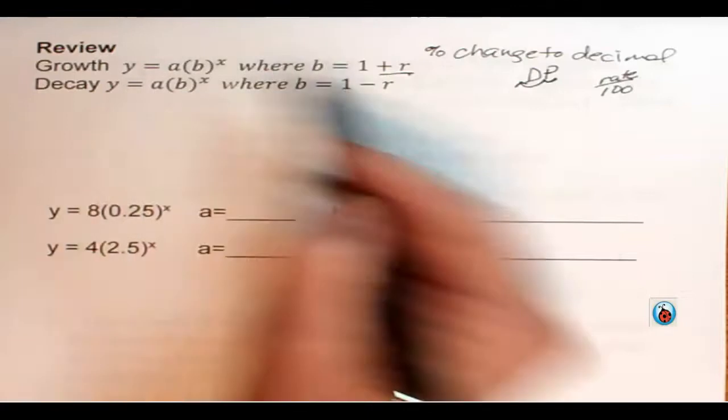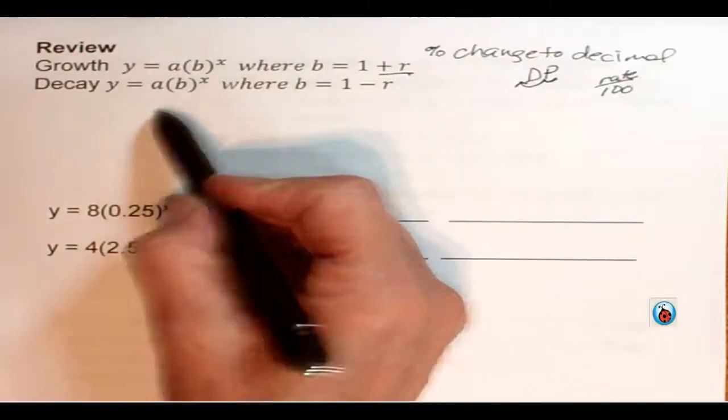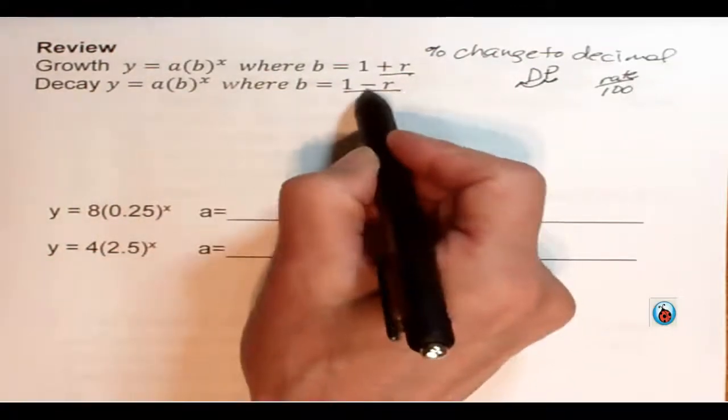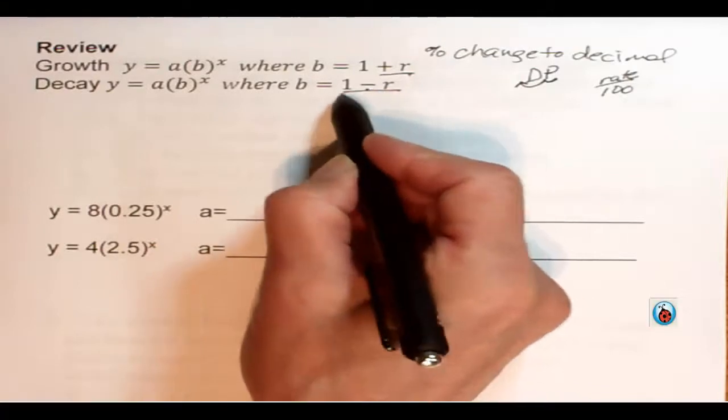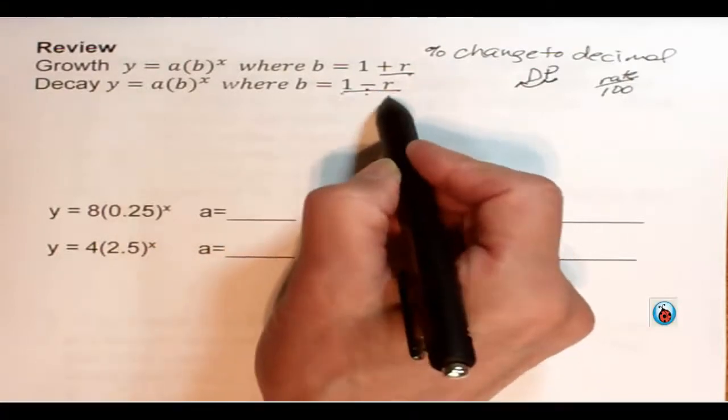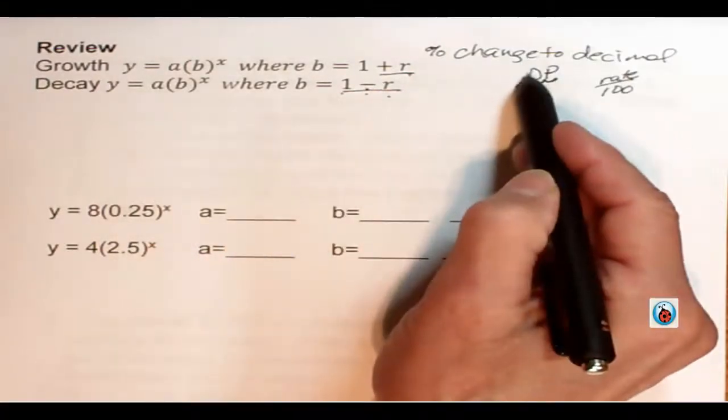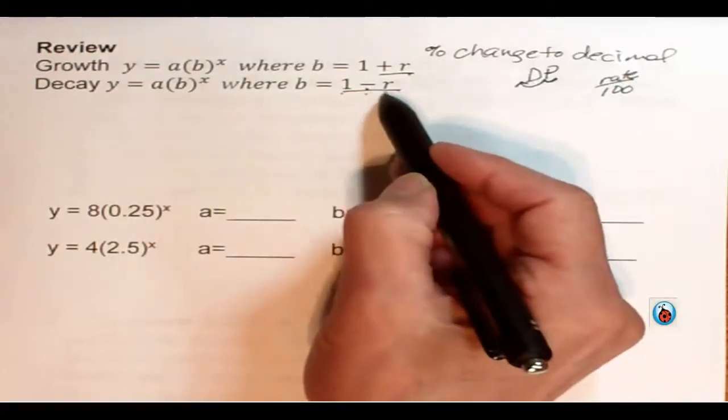Okay, that's the growth. Well, the same thing for a decay, except for the minus sign. You have to do 1 minus the rate. So you still have to change it, but you have to do 1 minus the rate.